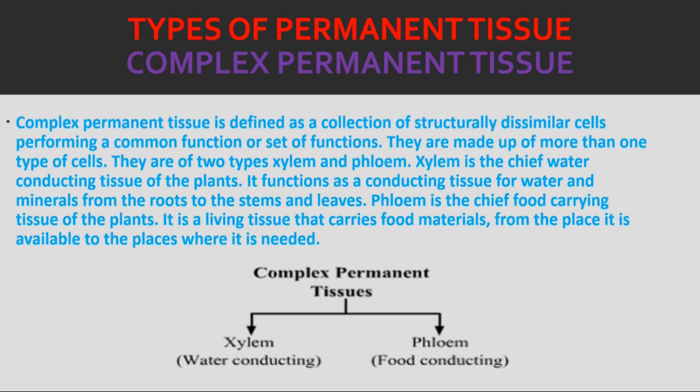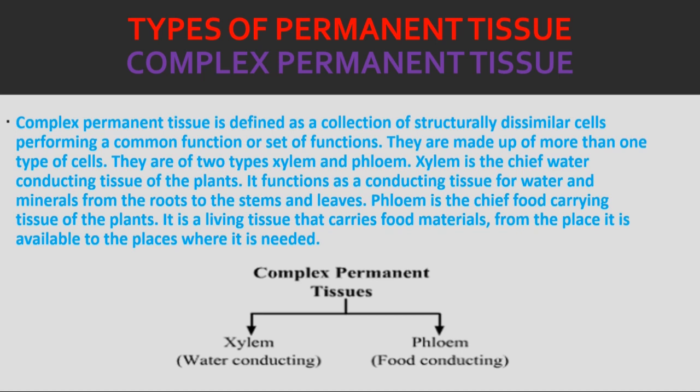And then the phloem is the chief food carrying tissue of the plant. Just as there are different kinds of vessels in our body, like arteries and veins, xylem and phloem are the two kinds of vessels that help the plant transport different substances. Xylem transports water and minerals from the roots to the stems and leaves, and phloem transports the food materials from the stem and leaves to various other parts of the plant.